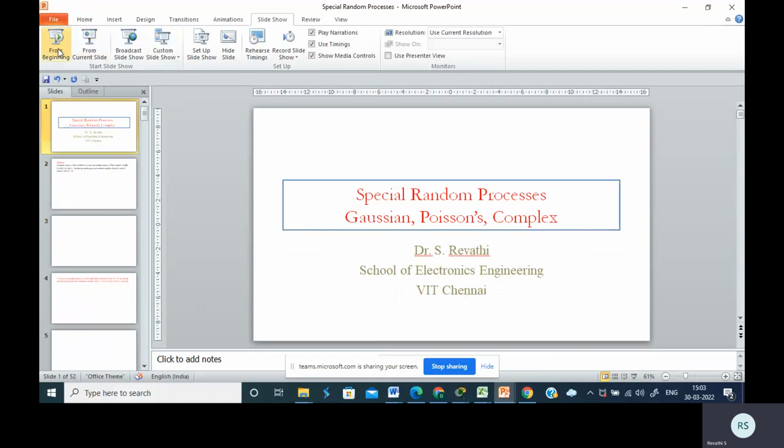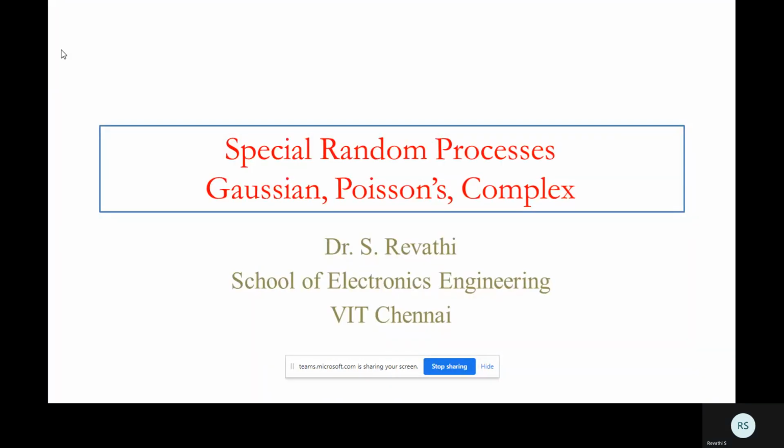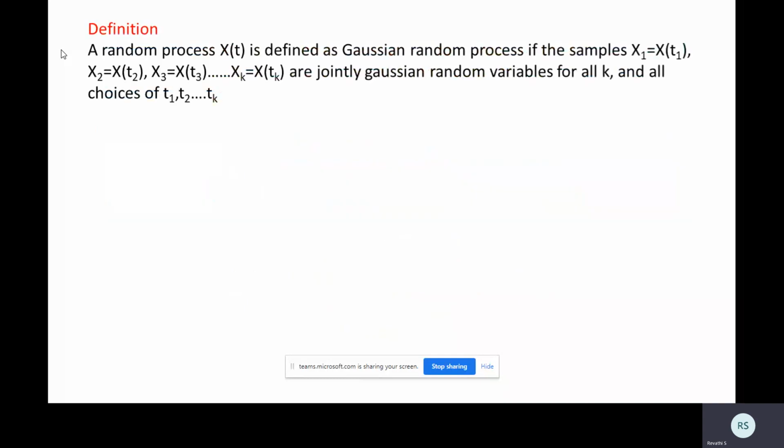So in this video lecture, what we are going to understand is about Gaussian random processes, Poisson random processes, and complex random processes. And also we will have a brief introduction about discrete time random processes. For the general random processes in the classes, we understood the autocorrelation function and power spectral density as two different modules. In this video lecture we are going to understand the special random processes that cover Gaussian, Poisson, and complex random processes. Okay, so first we will start with Gaussian random processes.